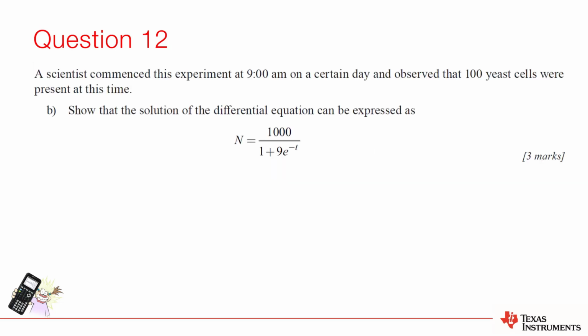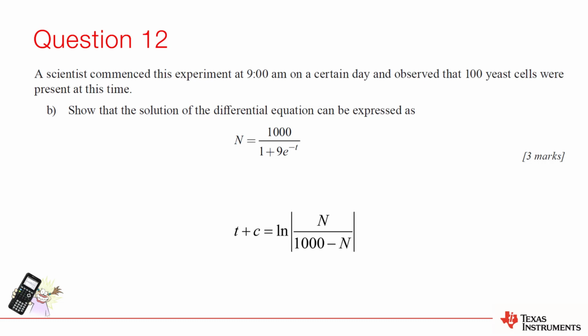Part B provides information so that we can find a specific solution to the differential equation. We could use the calculator's solve command here, but again the question says show that, so we need to show the working. We also need to be careful because the question also says a scientist commenced the experiment. And finally, look at the way the answer has been expressed. N equals. So, the relationship we have is t in terms of n rather than n in terms of t.